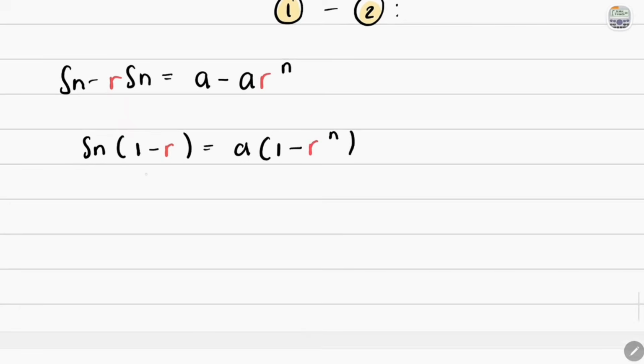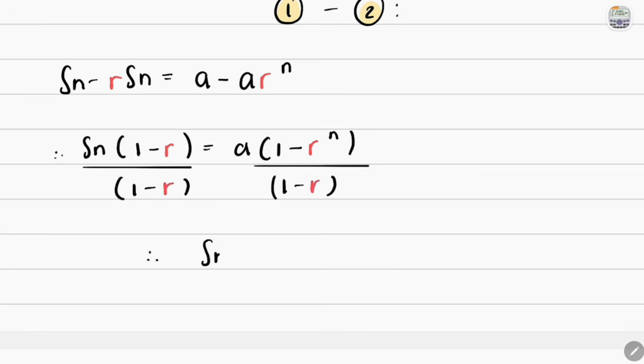And now to make Sn the subject, we will simply divide both hand sides of this equation by 1 minus R. And once we divide both hand sides, this finally means that Sn is equal to A multiplied by 1 minus R raised to the power of n over 1 minus R. Remember that in this case, R should not be equal to 1. Because if R is equal to 1, you're going to have 1 minus 1, which ends up being 0, and you have a denominator of 0, which is undefined.